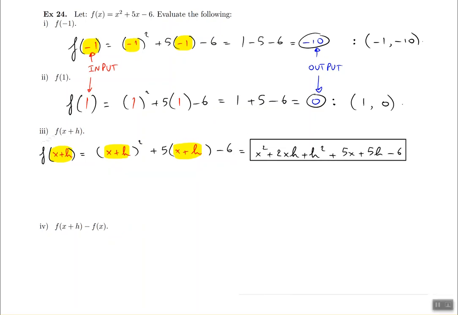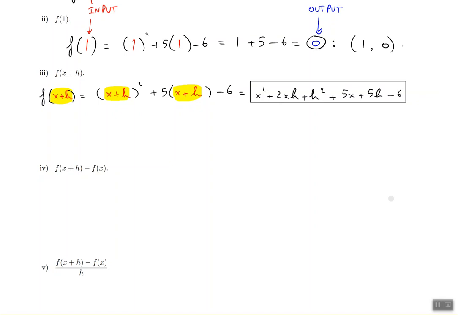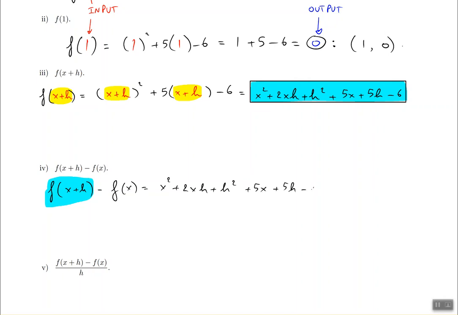In the next part, they want me to do f of x plus h minus the f of x. So in this case, they want us to do f of x plus h, which is the result that we just obtained from the previous part, minus the f of x itself. So in other terms, they want me to replace this whole thing, f of x plus h, with the solution that we ended up with on the previous line. All of these guys go first. And then they want me to subtract the f of x itself. So let's go ahead and do that. So we have x squared plus 2xh plus h squared plus the 5x plus 5h minus 6.